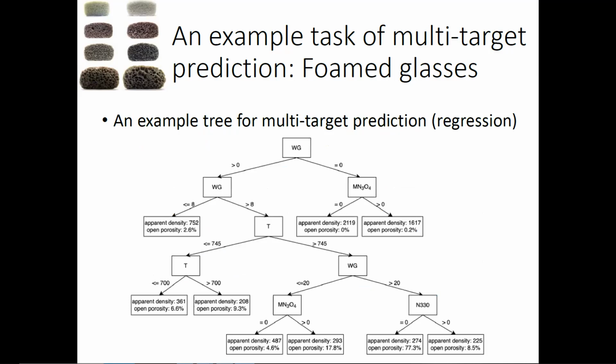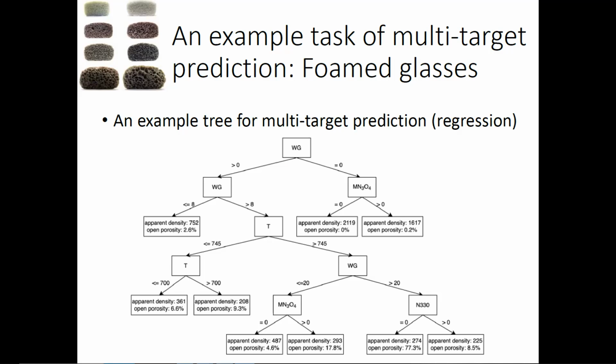Here we have an example of a decision tree for multi-target prediction. In particular, we are predicting two properties at the same time, which are apparent density and open porosity. In each of the leaves of these decision trees, we get predictions for both of these properties at the same time.